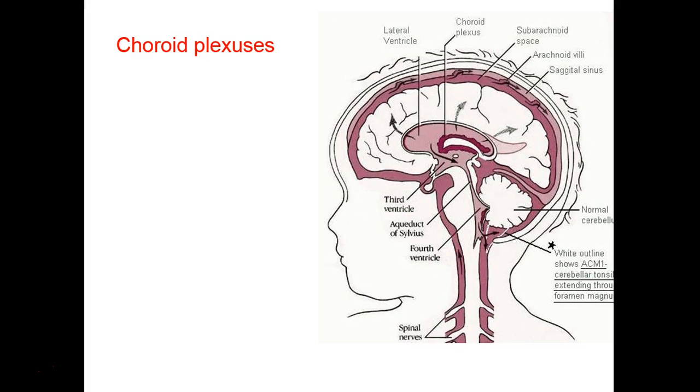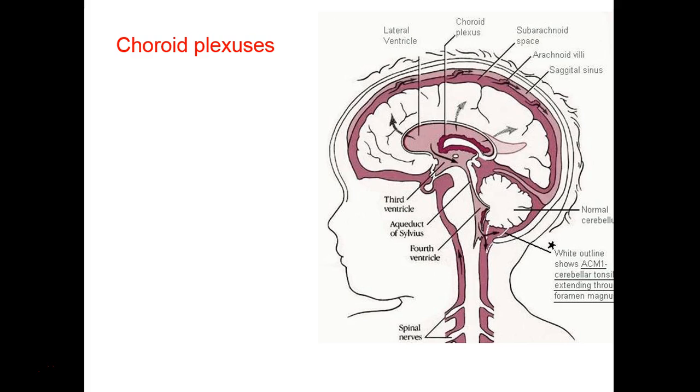Instead of the blood vessels attaching directly to brain tissue, they are found in these ventricles, and it's almost like we filter the blood of nutrients and oxygen to make cerebral spinal fluid, and then the cerebral spinal fluid bathes the nervous tissue of the brain and the spinal cord.